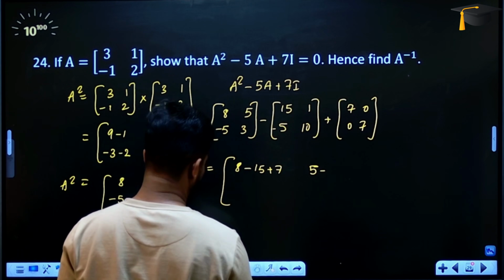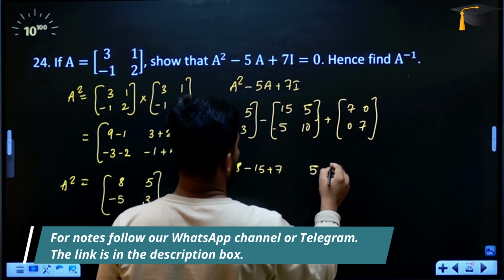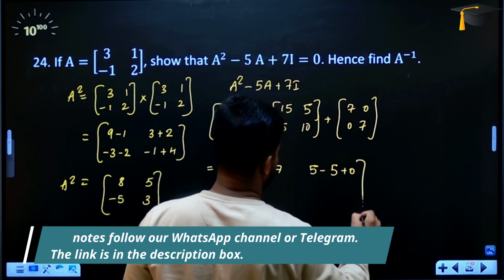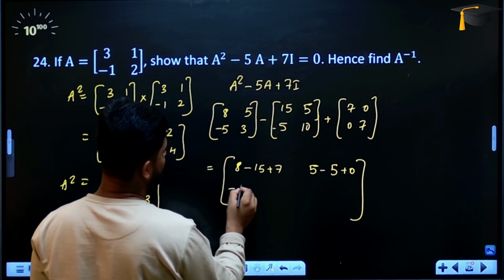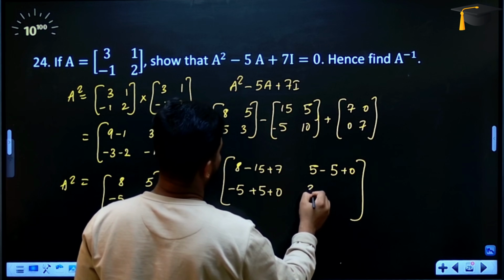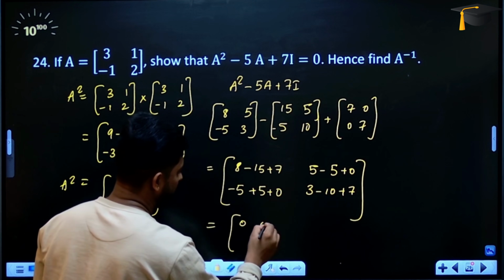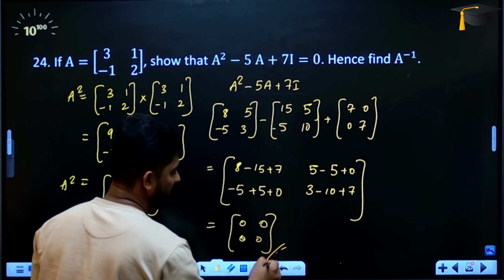I did not multiply by 5 here, no? That's why I got it wrong. It's 5 here. Okay. 5 minus 5 plus 0. Next, minus 5. This is minus of minus 5. Okay. Plus 0. Next, 3 minus 10 plus 7. Now you see all the places. It's actually 0, 0, 0, 0. Okay. So the first part of the sum is done.